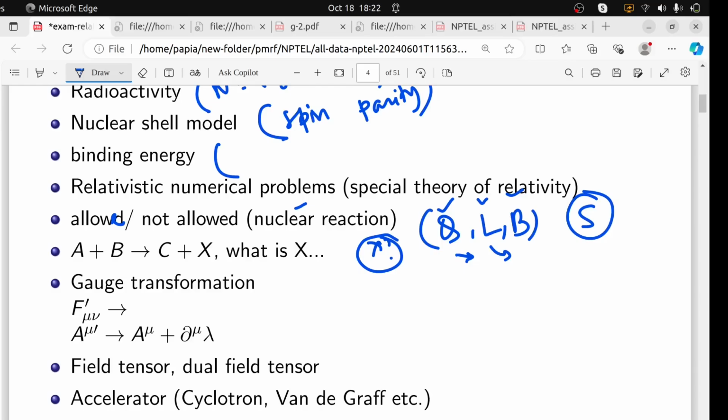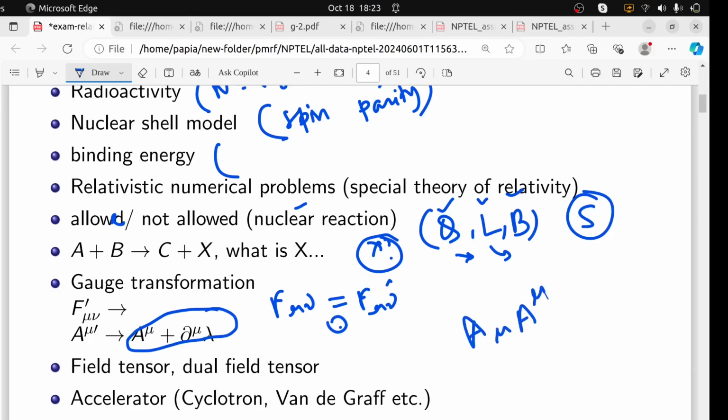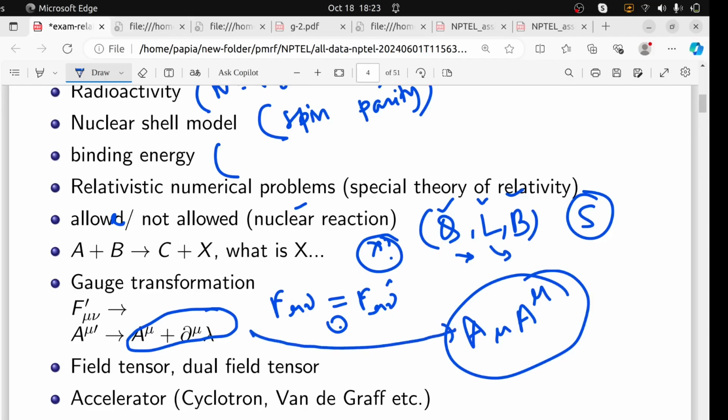Gauge transformation means, obviously you can understand, that type of transformation, if it is there, then F mu nu equals F mu nu prime or not. That they may ask, or something, let's say whether A mu is invariant under this transformation or not. All these things we have already done previously, so it's already done, and maybe there will be some question on that also.